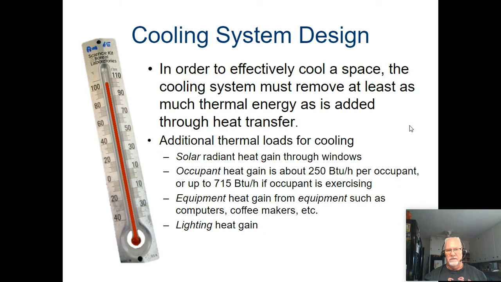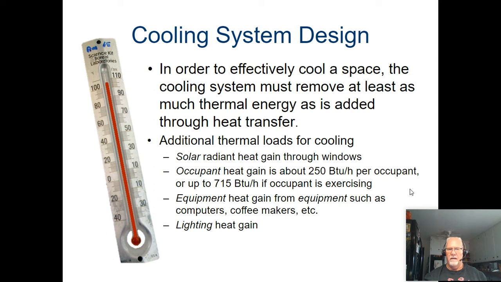We look at a cooling system. In order to effectively cool a space, it must remove at least as much thermal energy as is added through the heat transfer. So again, if we have a whole house, and we're trying to cool it with a small, maybe a 5,000 BTU window air conditioner, probably not going to do the job. We make sure it's big enough to combat the amount of heat that it's trying to gain. So additional thermal loads for cooling might look like this: solar radiant heat gains through windows. Occupant heat gain, figure about 250 BTUs per hour per occupant.